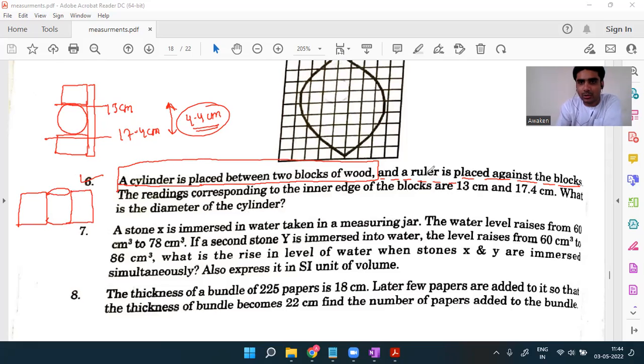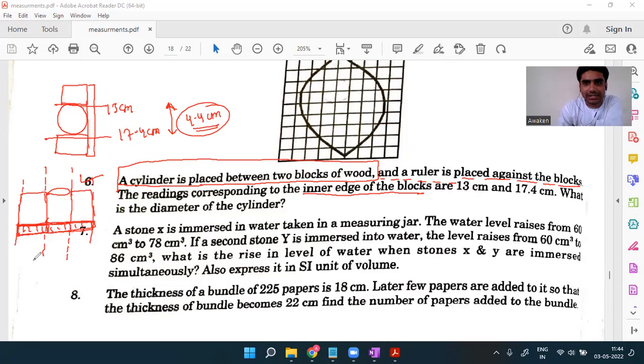Now see what is being asked. And a ruler is placed against the blocks. Now the confusion is, should I place the ruler up to here only? That is a little confusion. So it said the ruler is placed against the blocks, so it should be like this, with a ruler. And now the reading corresponding to the inner edge of the blocks. So the inner edge should be this one because it is touching the cylinder. Like this can't be the inner edge, certainly. It's the outer edge actually.